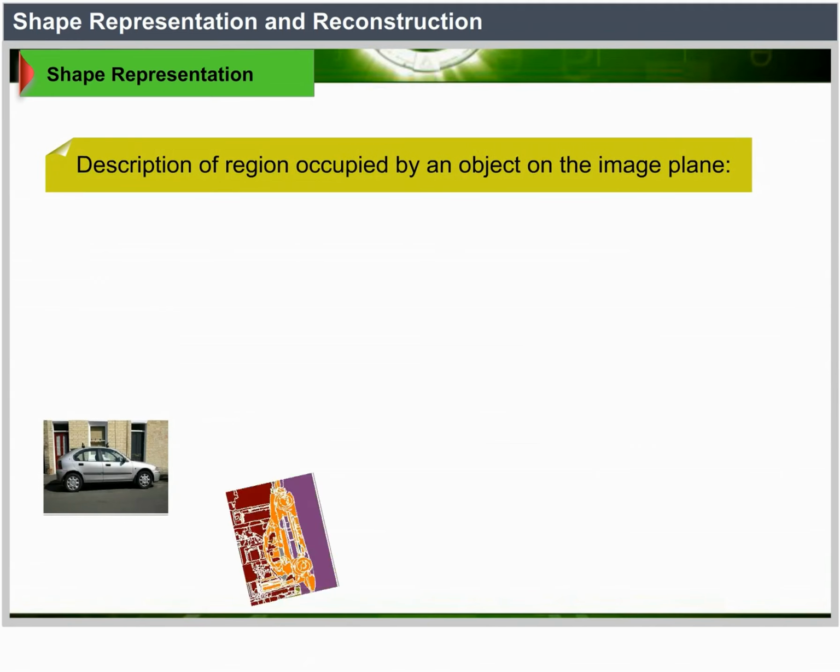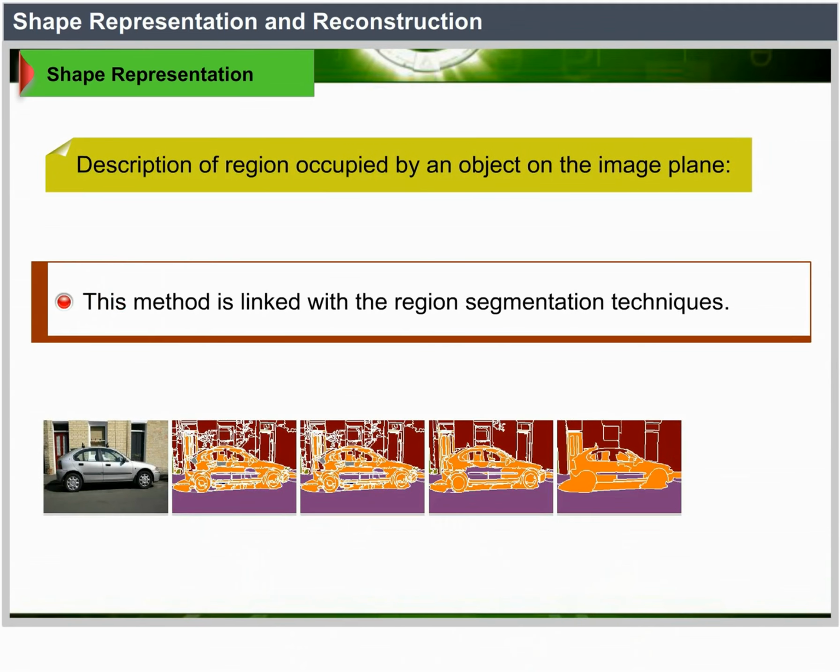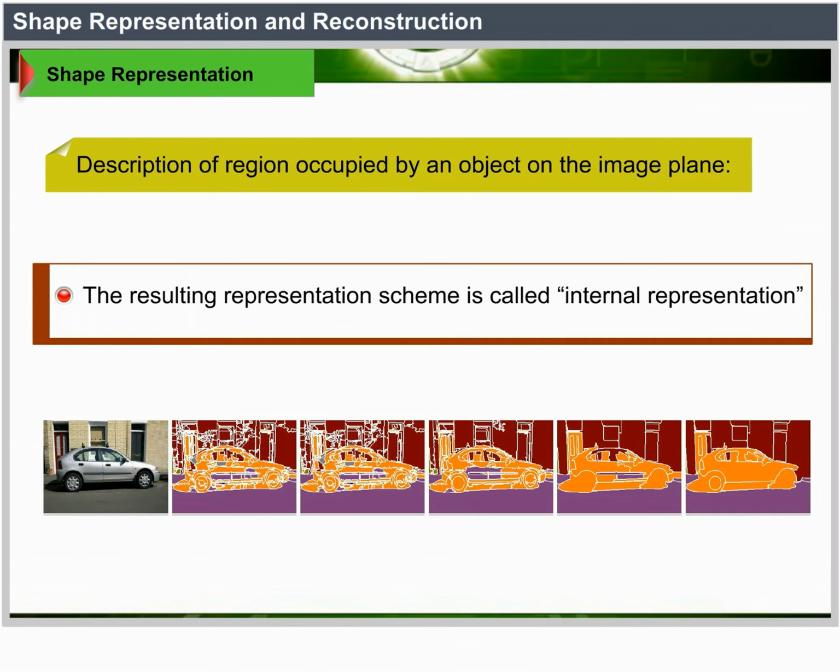Description of region occupied by an object on the image plane. This method is linked to the region segmentation techniques. The resulting representation scheme is called internal representation.